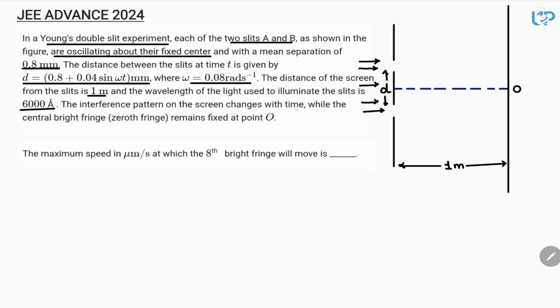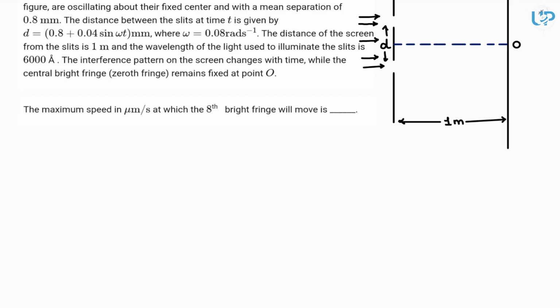The interference pattern on the screen changes with time, while the central bright fringe, that is the 0th fringe, remains fixed at point O. The maximum speed in micrometer per second at which the 8th bright fringe will move is? So beta, you can see in this problem, the slits are oscillating. If we talk about the 8th bright fringe, what will be its position? That can be written as y = n lambda D by small d, isn't it?